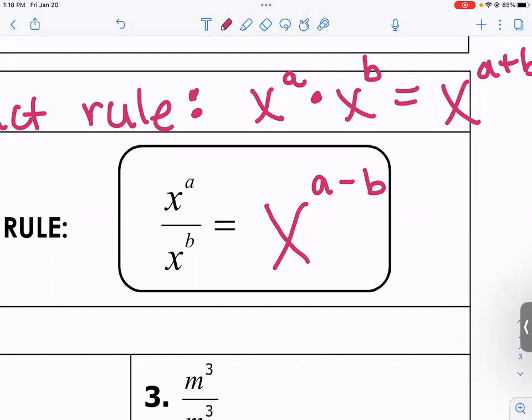You don't like subtraction? Oh, I'm sorry. Addition's easier.